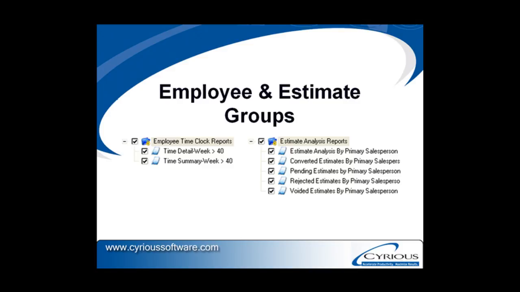Now, the second analytical group is related to estimates. And this consists of 5 reports that you can choose to run. One gives an analysis of estimates generated by primary salesperson, those estimates converted from an estimate to an invoice by primary salesperson, those estimates that are still pending and being worked on, those that have been rejected by the customer, or those that you have deliberately voided as they're no longer valid.